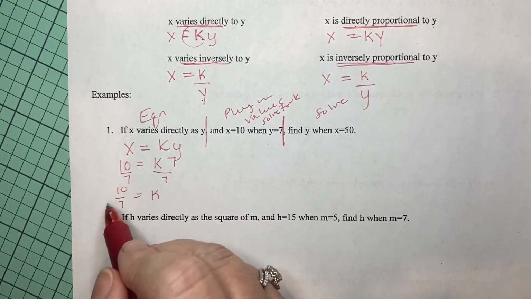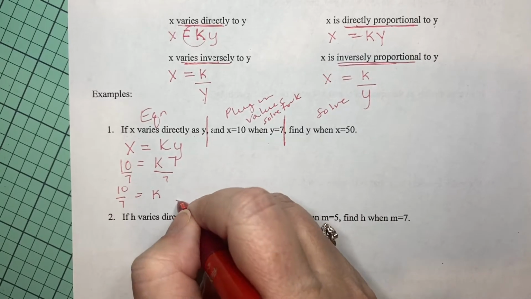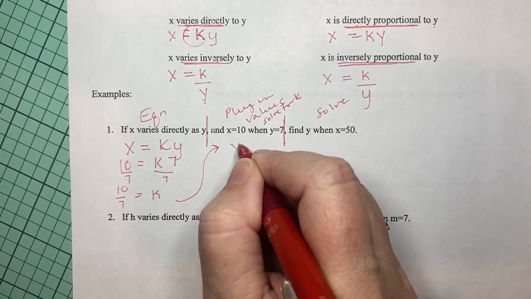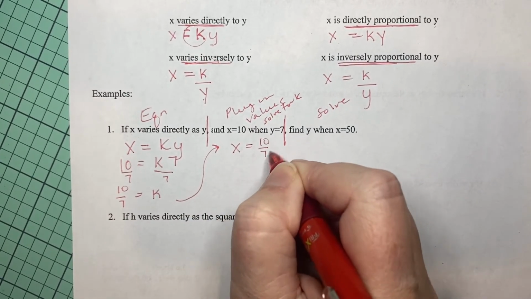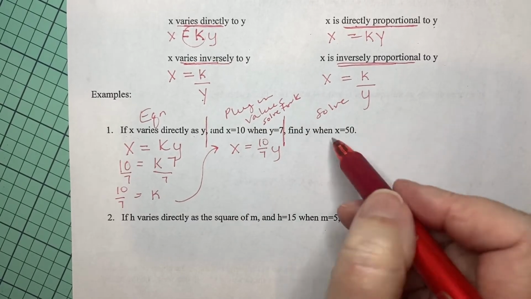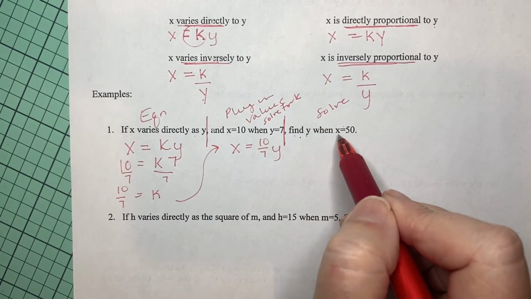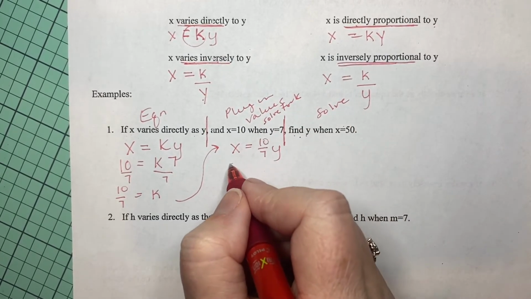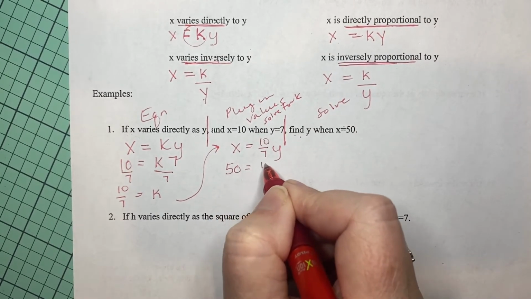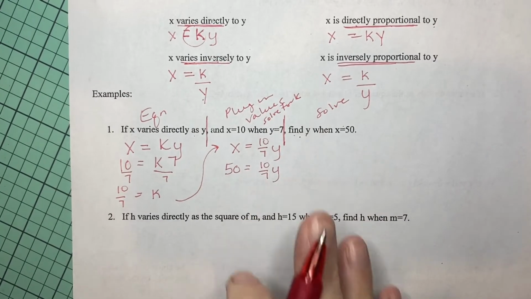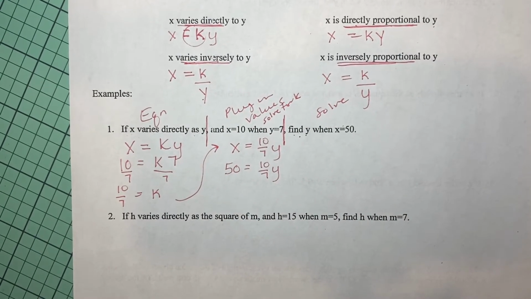That's our constant. So now for step 3, we go back and plug it in. Now our equation is x equals 10 sevenths y. Then we look to see what they want you to solve. Here it wants you to find y when x is 50. So that means plug 50 in for x, and we have 50 equals 10 sevenths y, and we solve for y.